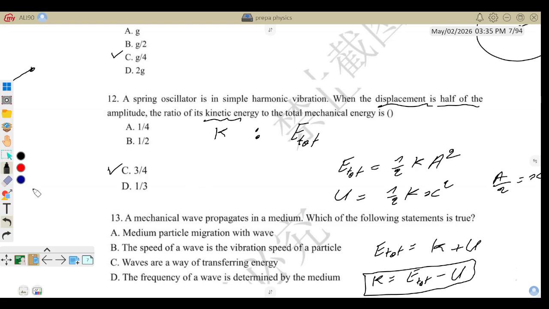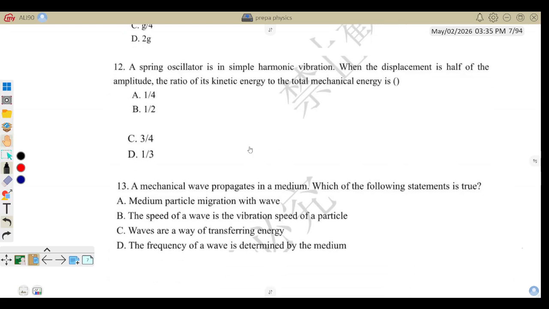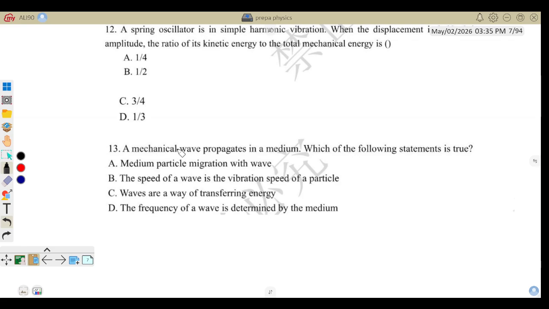Okay, so for 13 we have a mechanical wave propagating in a medium. Which of the following statements is true? Medium particles migrate with waves. Again, in the course we have seen together that a wave in a medium is responsible for transferring energy only, not the matter, not the particles. So A is not the good choice here.